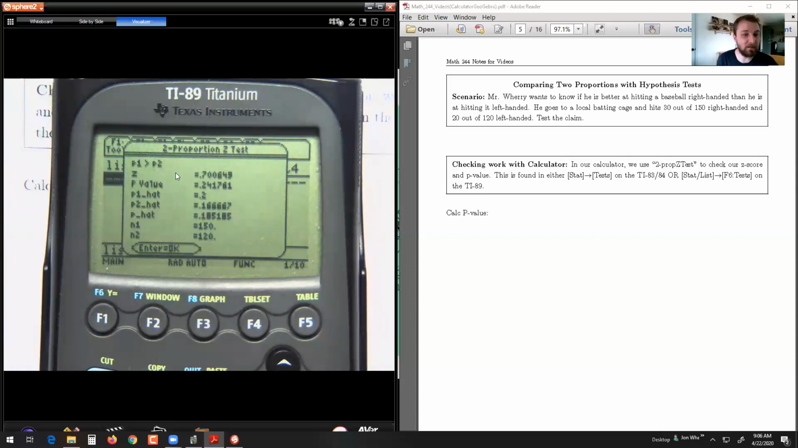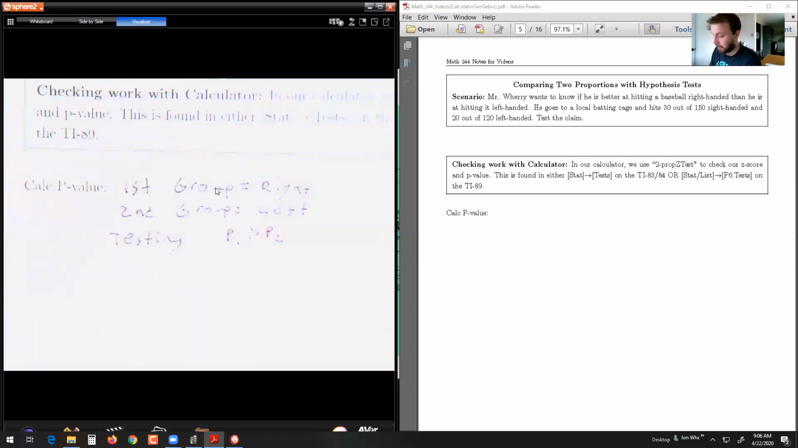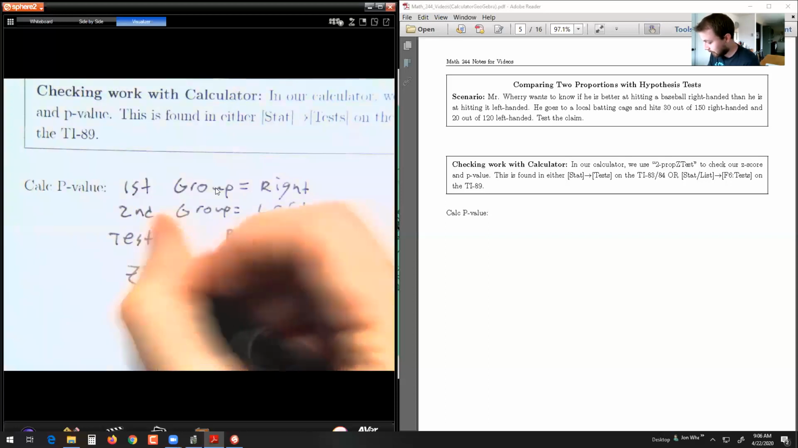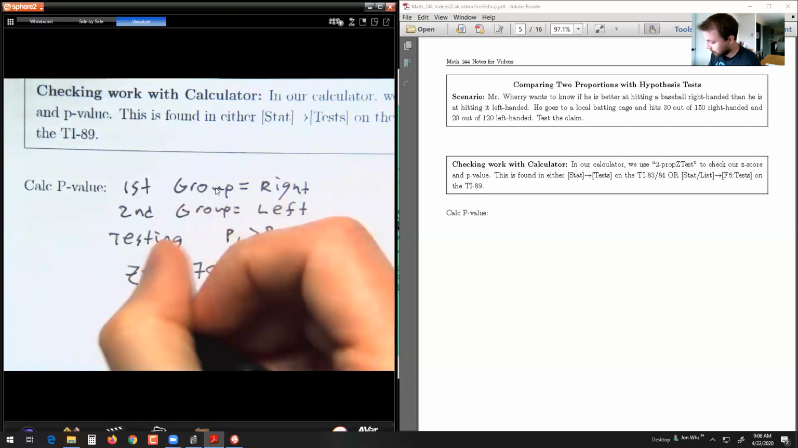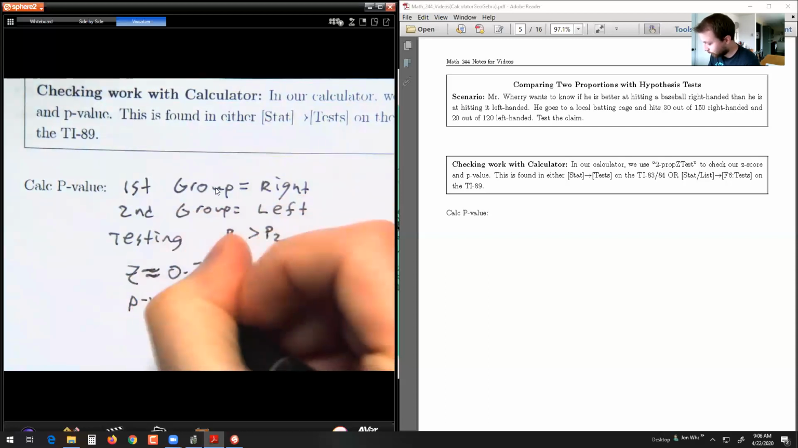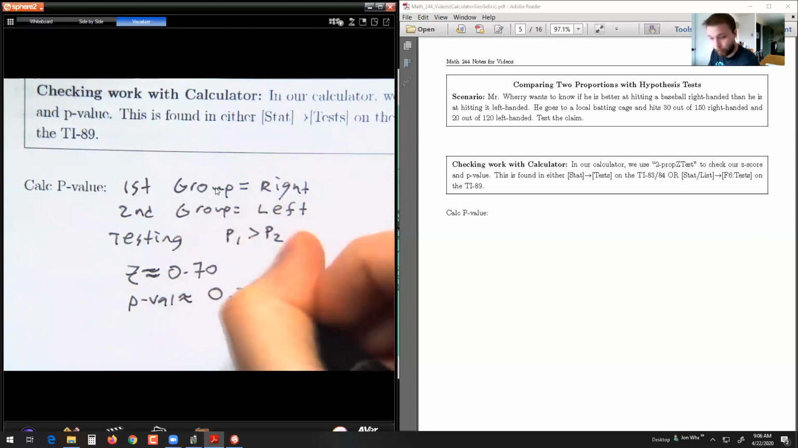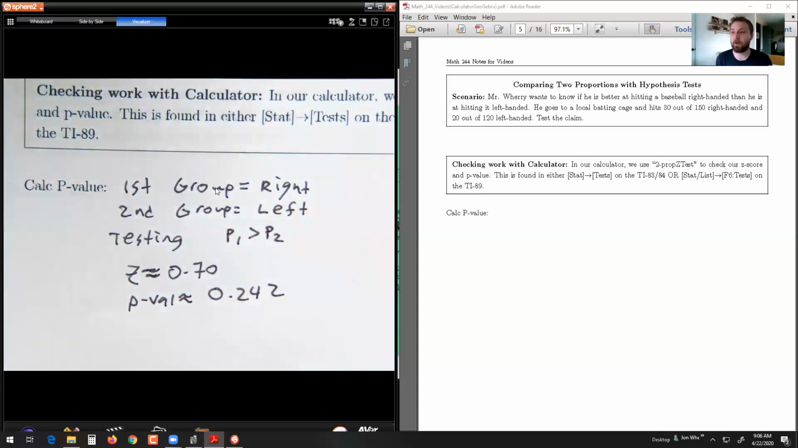This gives me a z-score of 0.70, and it gives me a p-value of 24.2% if I round a little bit. So when I'm doing this process using my calculator, I got a z-score of 0.70 or so, and I ended up getting a p-value of approximately 24.2%. That's a fairly large p-value, so if I was actually doing this test, I would probably fail to reject that null hypothesis, which means I don't have evidence that I'm better batting with my right hand versus my left hand.